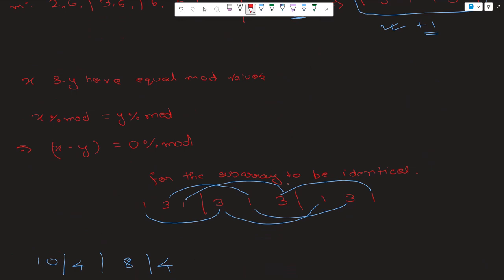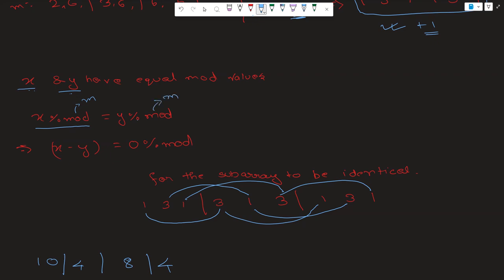Now we know that if two values x and y need to have equal mod values, then it should follow this rule: x modulo the mod value, which is nothing but m that we are considering, should be equal to y modulo m.